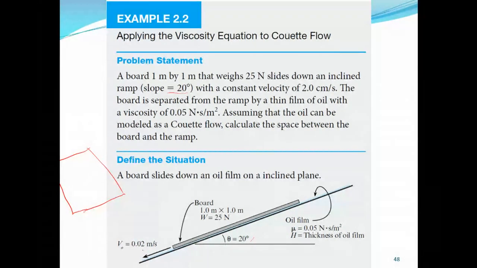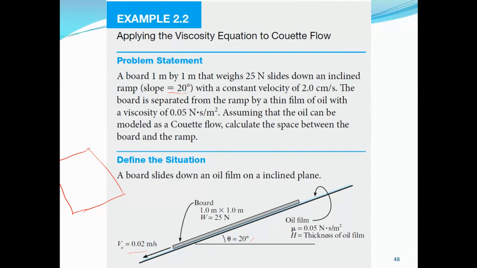So this is the velocity of movement. The board is separated from the ramp by a thin film of oil. You can see there is some small distance between the board and the ramp. The oil has a viscosity of 0.05 Newton second per meter square. Assuming that the oil can be modeled as a curved flow, calculate the space between the ramp and the board, which is a very short space.